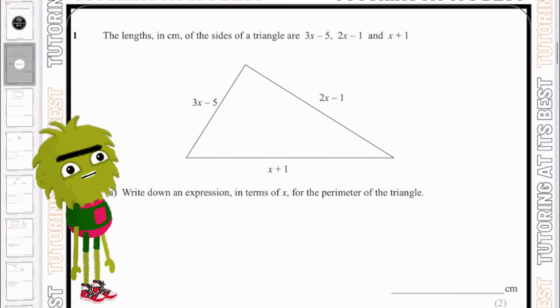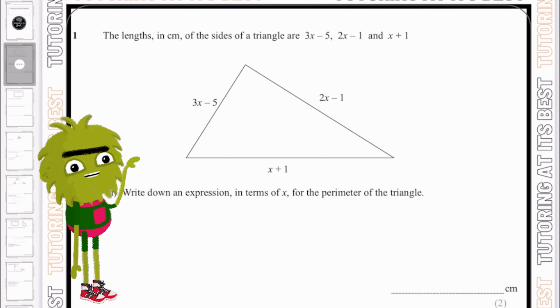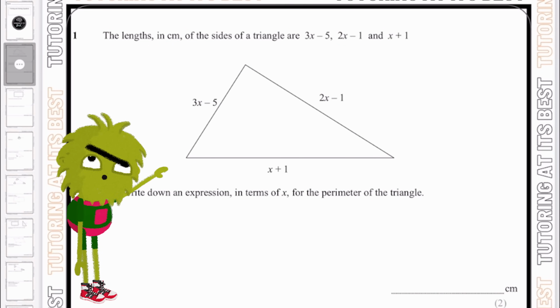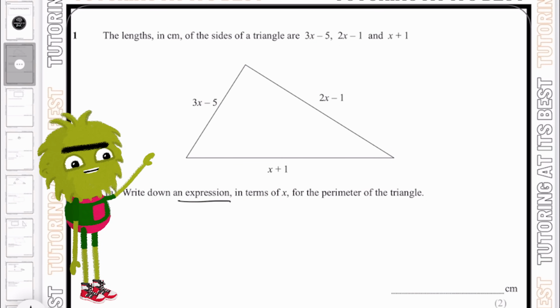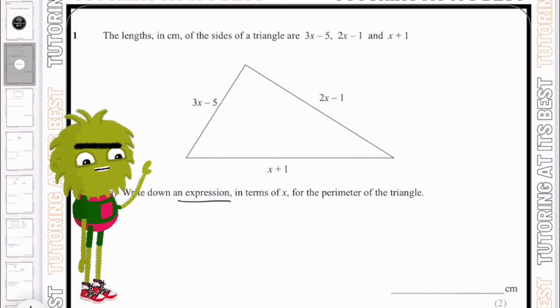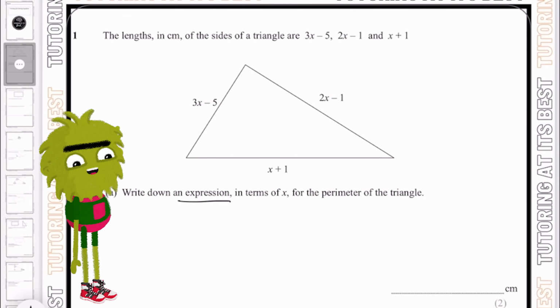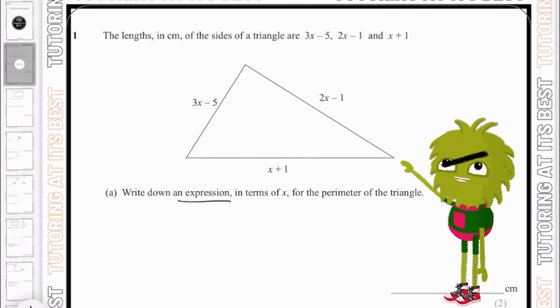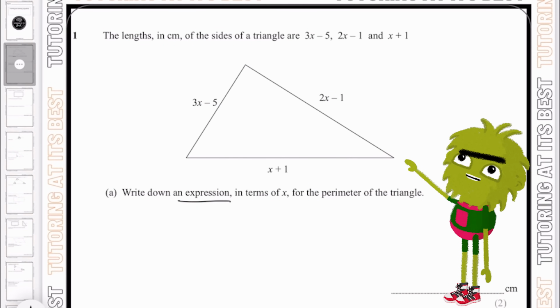Question number 1. The lengths in centimeters of the sides of a triangle are 3x minus 5, 2x minus 1, and x plus 1. So we have to write an expression in terms of x for the perimeter of the triangle. When we are told to write an expression, it is a series of numbers without an equal sign. That then becomes an equation when we have an equal sign. So an expression will be just a series of numbers or even variables. So let's go ahead and write this out.